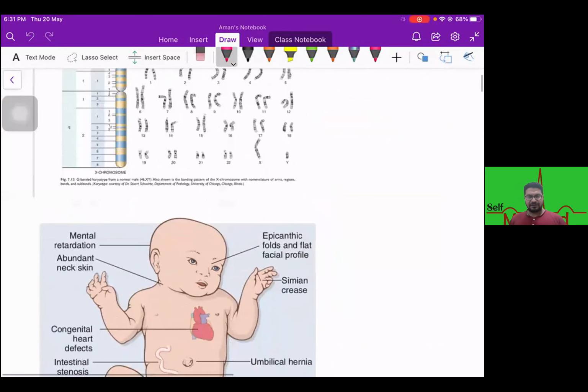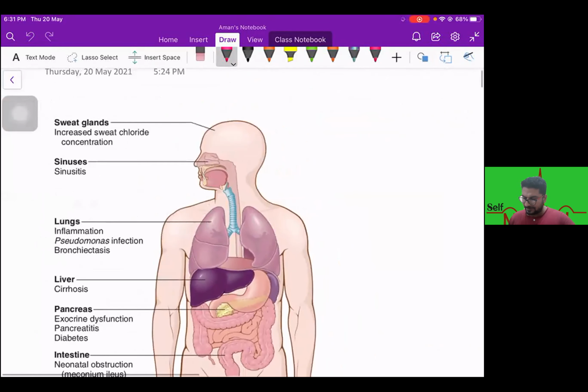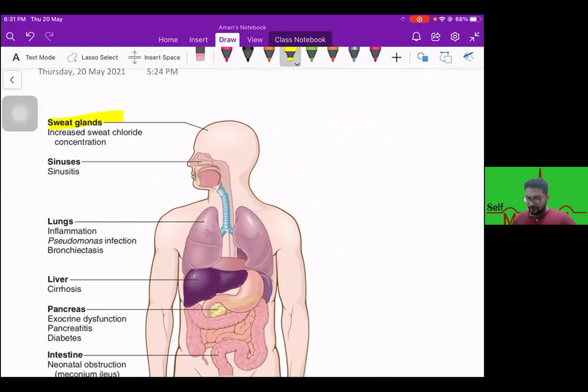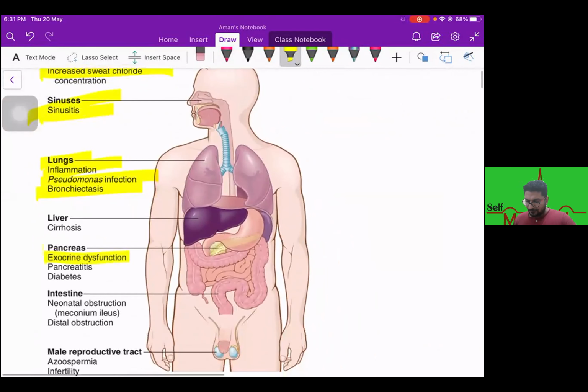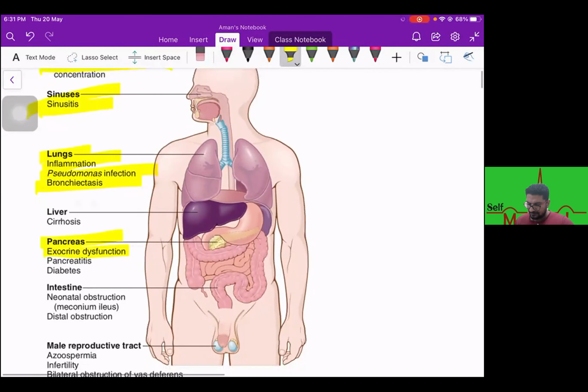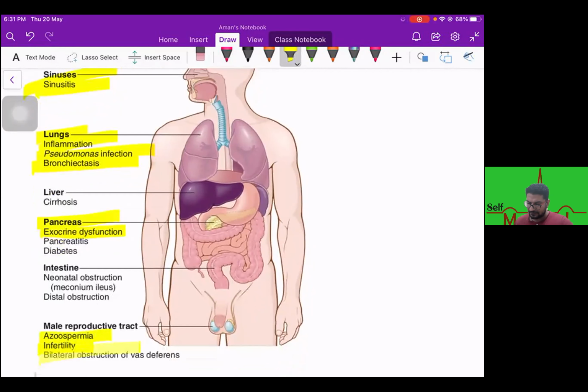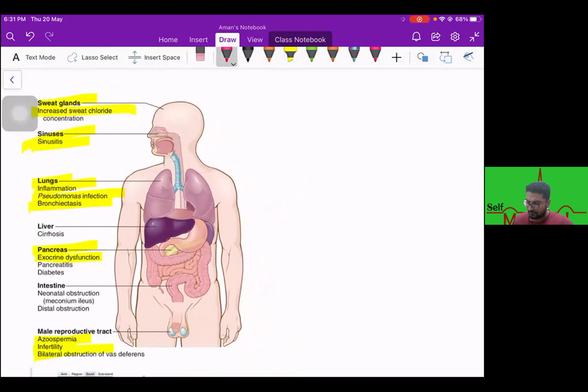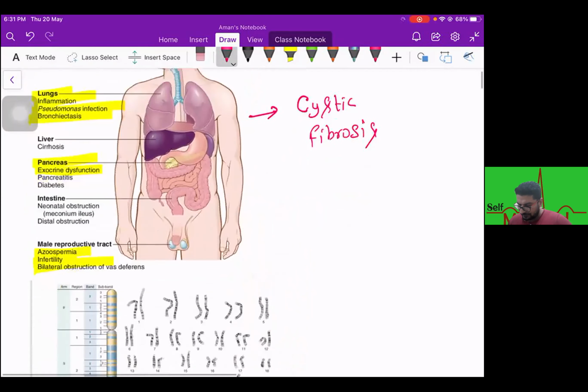Okay, then let me discuss some of the images. Understand this. It is mainly involving your secretory cells. There is more chloride secretion. The patient will develop sinusitis. There will be a Pseudomonas infection risk. There can be pancreatic exocrine dysfunction, and sometimes there will be azoospermia. This is a classical slide showing you all the features of a condition called cystic fibrosis, or salty baby syndrome.